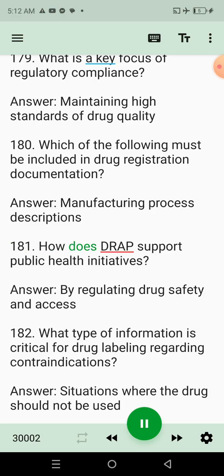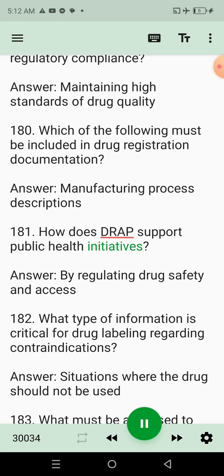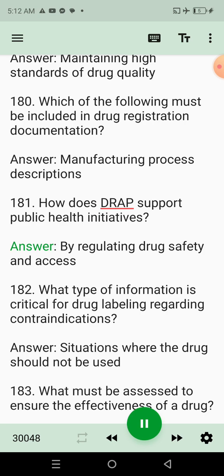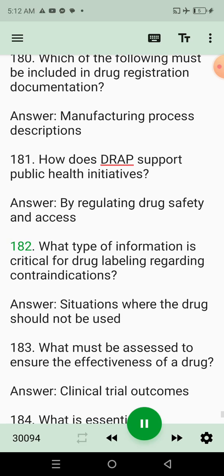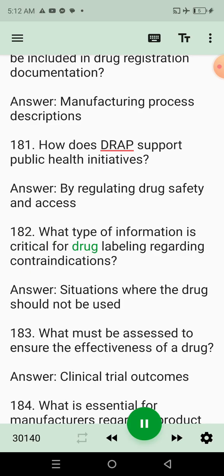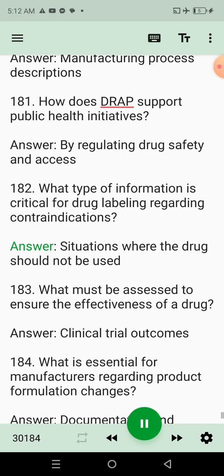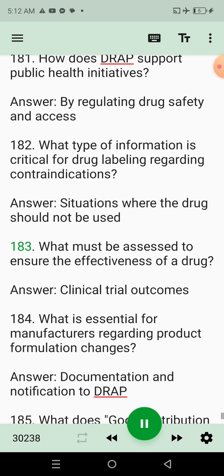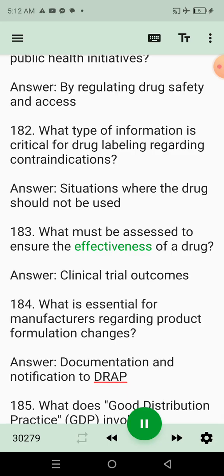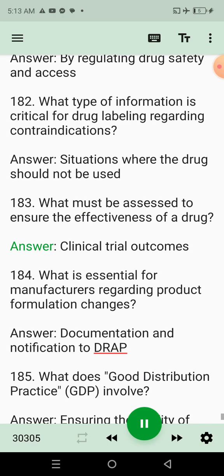181. How does DRAP support public health initiatives? Answer: by regulating drug safety and access. 182. What type of information is critical for drug labeling regarding contraindications? Answer: situations where the drug should not be used. 183. What must be assessed to ensure the effectiveness of a drug? Answer: clinical trial outcomes.